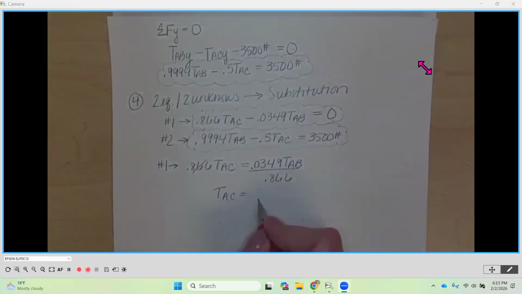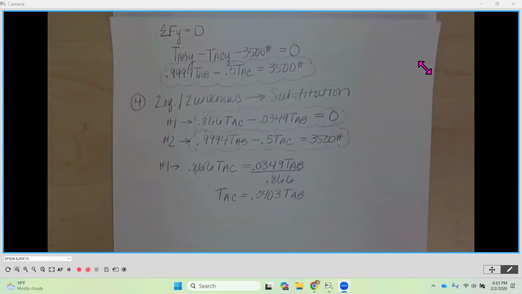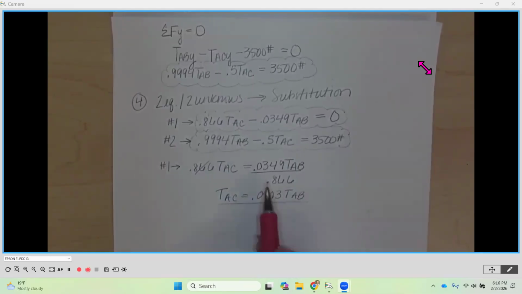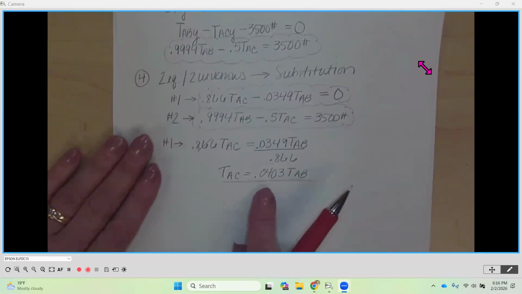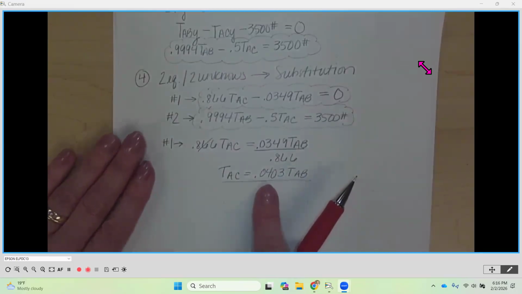So what does TAC equal? Looks like Matthew got 0.0403 TAB. That's what I got too. Now, I started with equation number one. So now I'm going to go to equation number two, now that I got TAC in this form. So now wherever I see TAC in that second equation, I'm not going to write TAC. I'm going to write 0.0403 TAB.